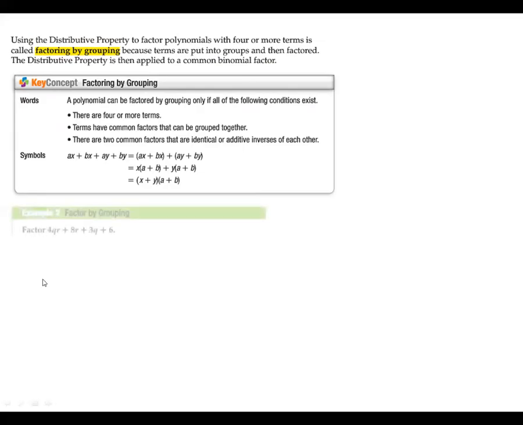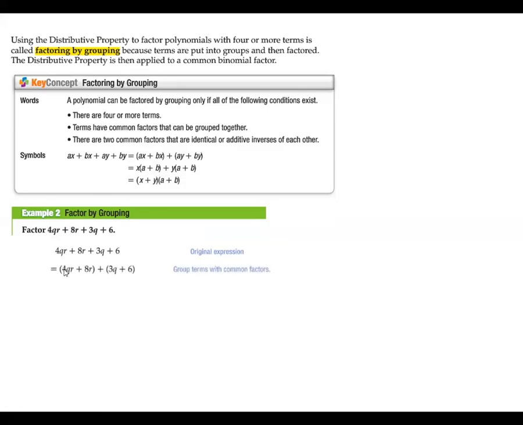Okay, so for example here, 4qr plus 8r plus 3q plus 6. Some of them have a q, some of them have an r, but not all of them. Some of them have a factor of 4, but not all of them. Some of them have a factor of 3, but not all of them. So this should scream to you factor by grouping. So what we do is you group 2 of the terms together that have some common factors and 2 other terms that have common factors. So this was already set up that the first 2 had common factors and the second 2 did.